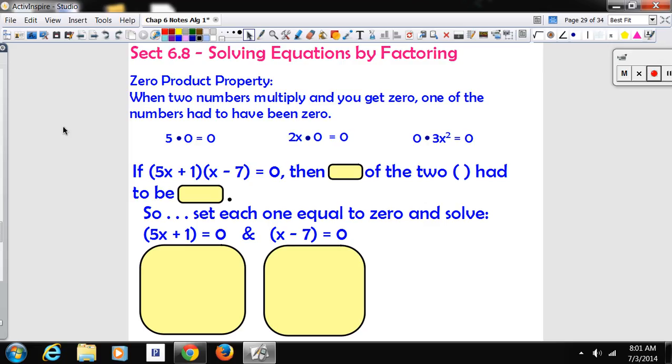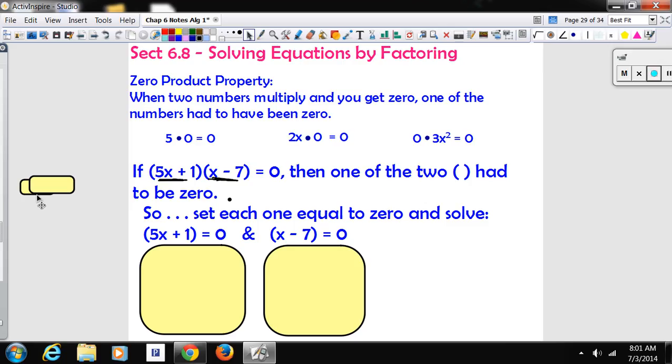All right, so if these two parentheses, if you multiply this parenthesis times this parenthesis, and your answer is 0, then one of the two of them had to be 0. Either this one was 0 or this one was 0. One of the two. The only way to get a 0 for an answer is to have one of your factors be 0.